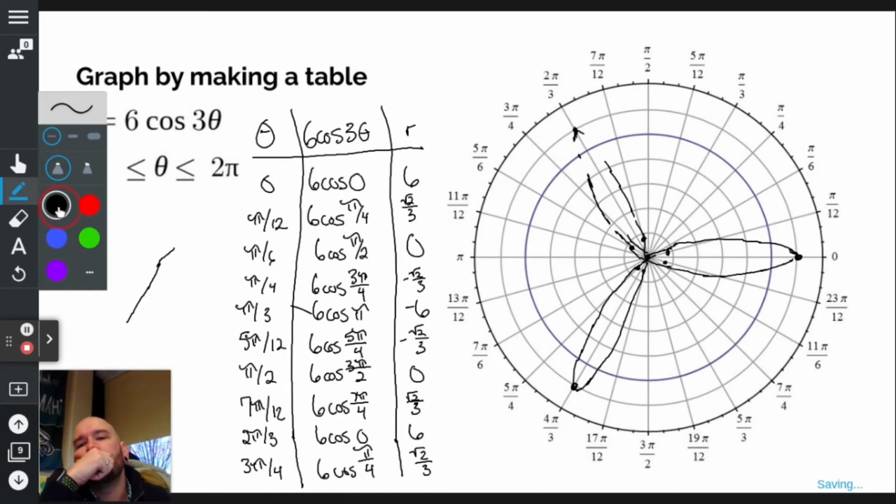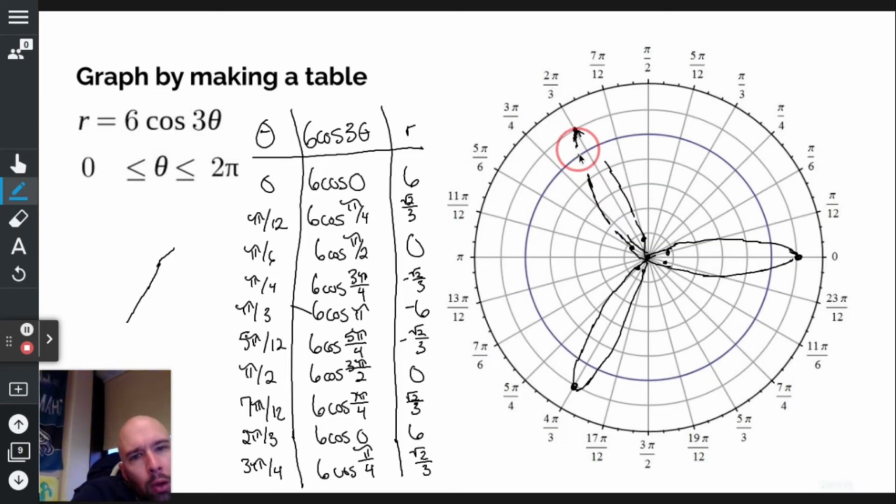So here's my 3-petal rose, just as I predicted.